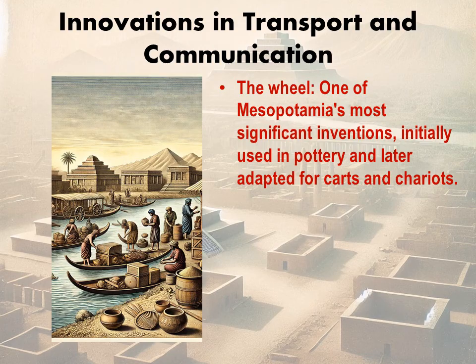One of Mesopotamia's most significant inventions, the wheel was initially used in pottery and later adapted for carts and chariots. So, the wheel was the most important and significant invention of the Mesopotamians. They were used first in pottery. If you have seen a potter doing their work, you will see that on a flat surface, a wheel is there.